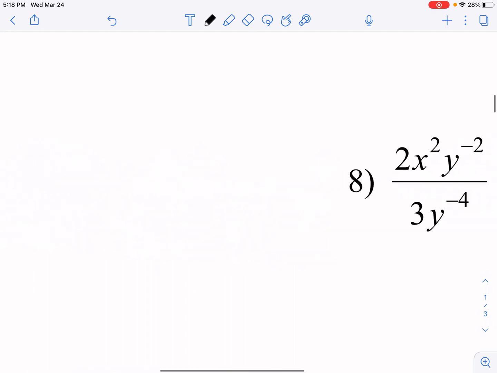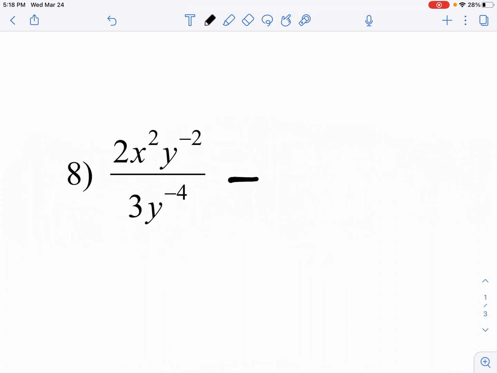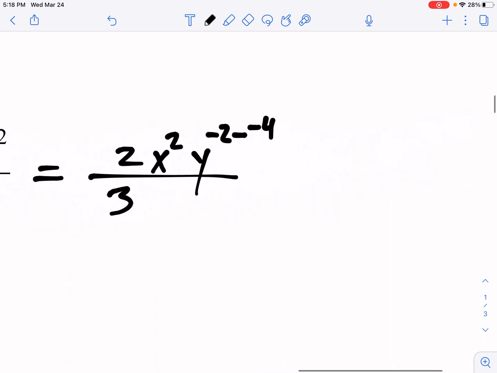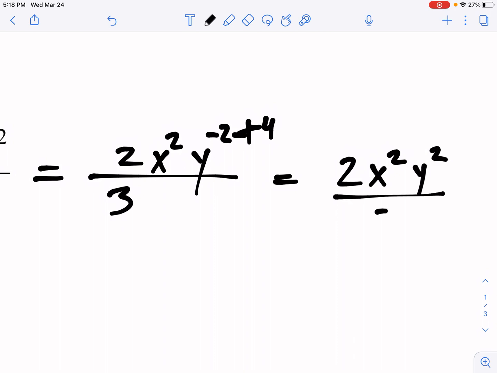Okay, then 8, again, we have 2/3. Okay, 2/3. We have a base that's x squared, but there's nothing to do with it, so I'm just going to leave it there for now. Then the next base I see is y, and we actually have something we can do with it. It's a negative 2 minus a negative 4. Okay, so we didn't have anything to take away here with our x, but we do have something with the y here. So let's simplify this. We have 2x squared, y raised to the, when we subtract a negative, it changes to plus. Negative 2 plus 4 is going to give us 2 over 3.